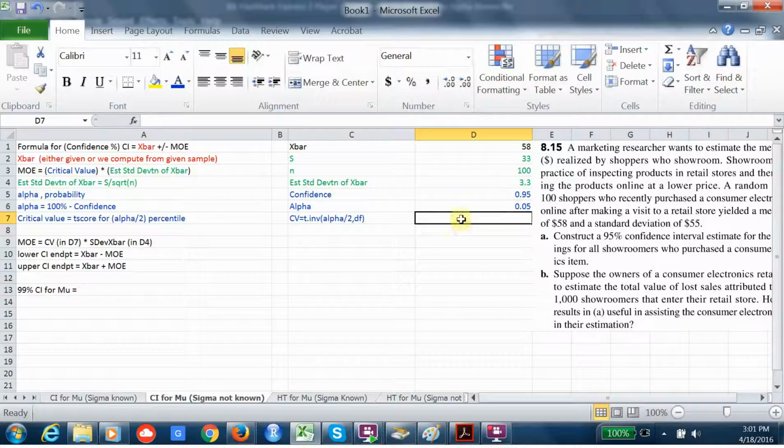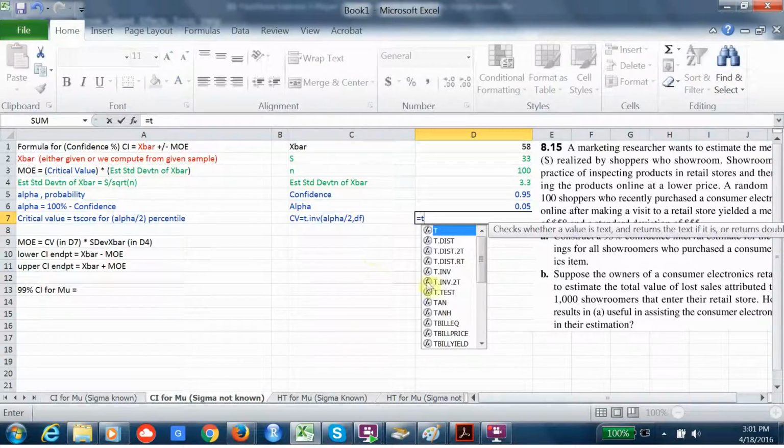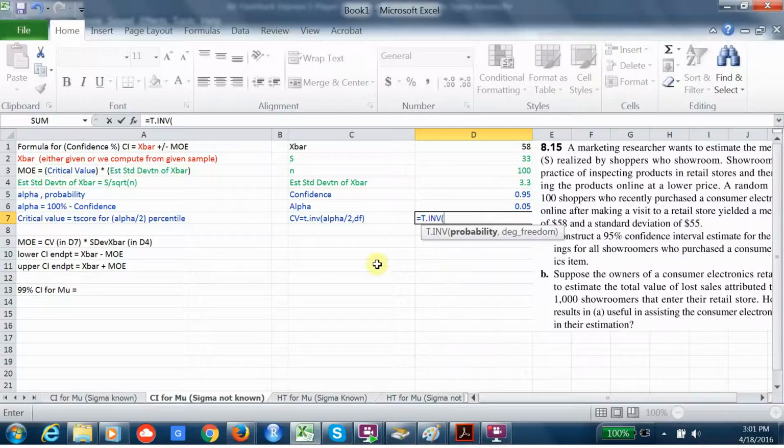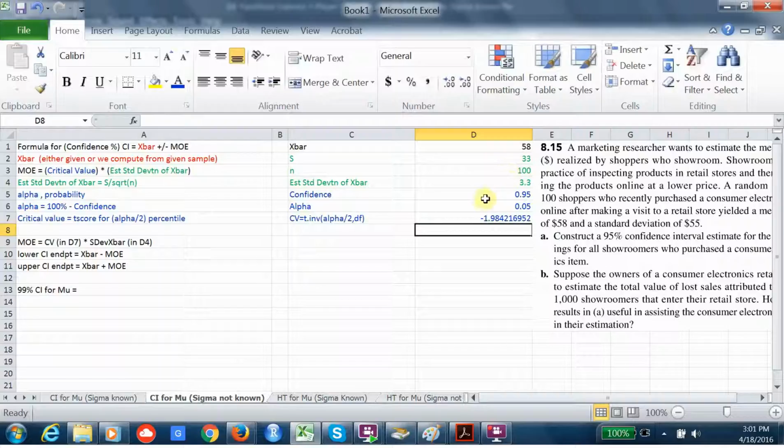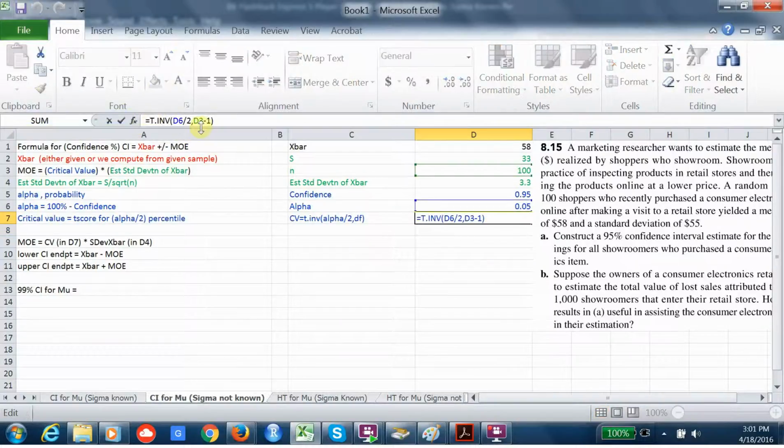Okay, now I want the critical value. So what I really want here is the t-score for the alpha over 2 percentile. So I have to use t.inv. I'm going from a percentile to a t-score. So this is alpha divided by 2. My degrees of freedom are n minus 1, so I'm going to hit this minus 1. And that's my critical value. And again, I'm going to make it positive. You could just put a negative or use the absolute value. And I'll end up getting this.